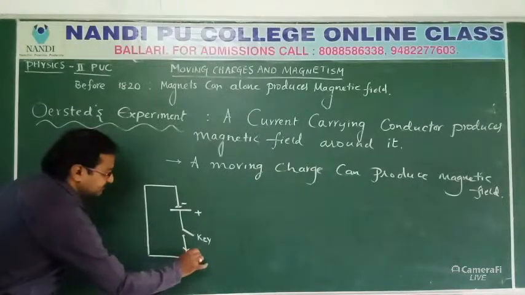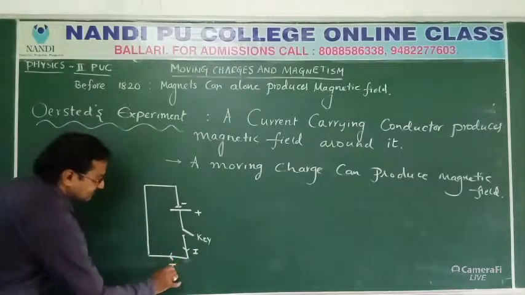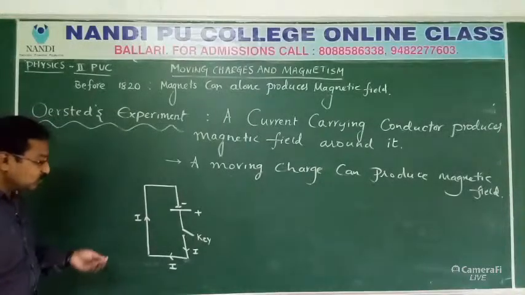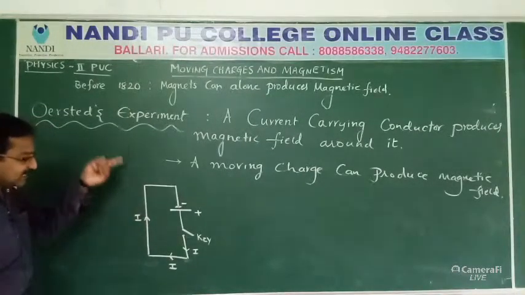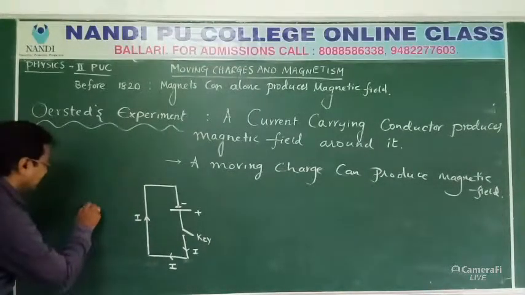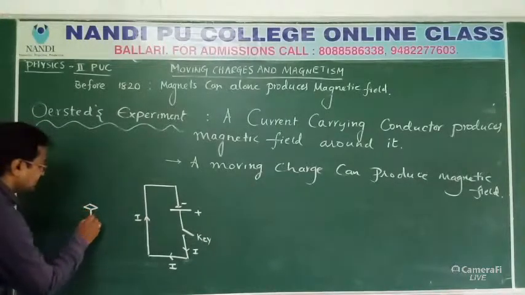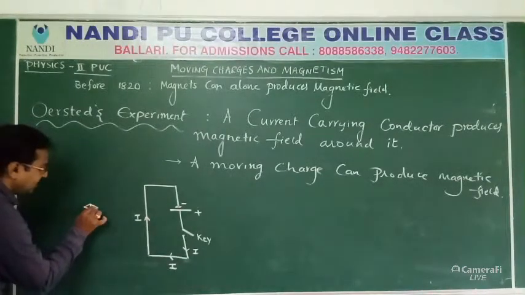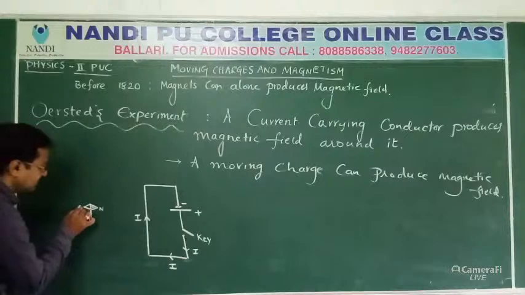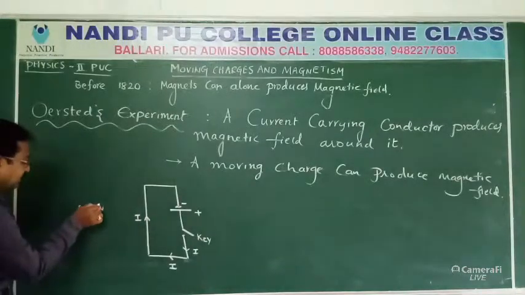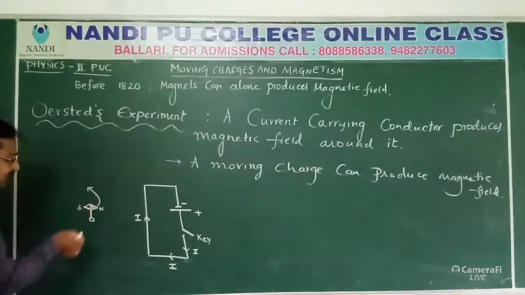This is the current direction. Okay, children, when current passes through this conductor, the magnetic needle, just take this as a small magnetic needle. The shaded part is north, and this is south. The moment current passes, the magnetic needle is deflected like this.